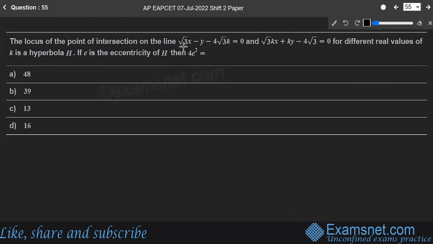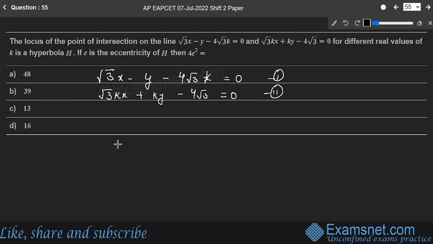The locus of the point of intersection of these two lines for different real values of k is a hyperbola H. If e is the eccentricity of H, then 4e square is given by... So now the two equations are root 3 x minus y minus 4 root 3 k equal to 0, and the second one is root 3 kx plus ky minus 4 root 3 is equal to 0. Let this be equation 1 and this one be 2.